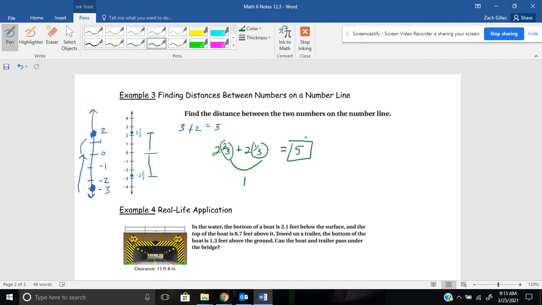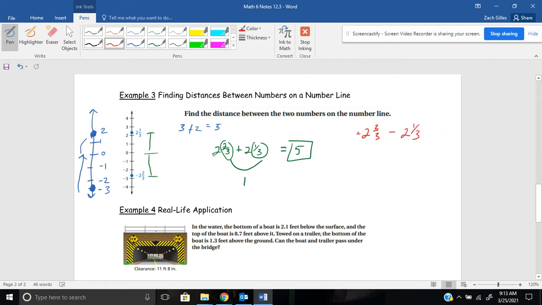The other way that you can do that is you can actually find the difference of the numbers. So if you wanted to, you could write it out like this. You could say negative 2 2/3 minus 2 1/3.